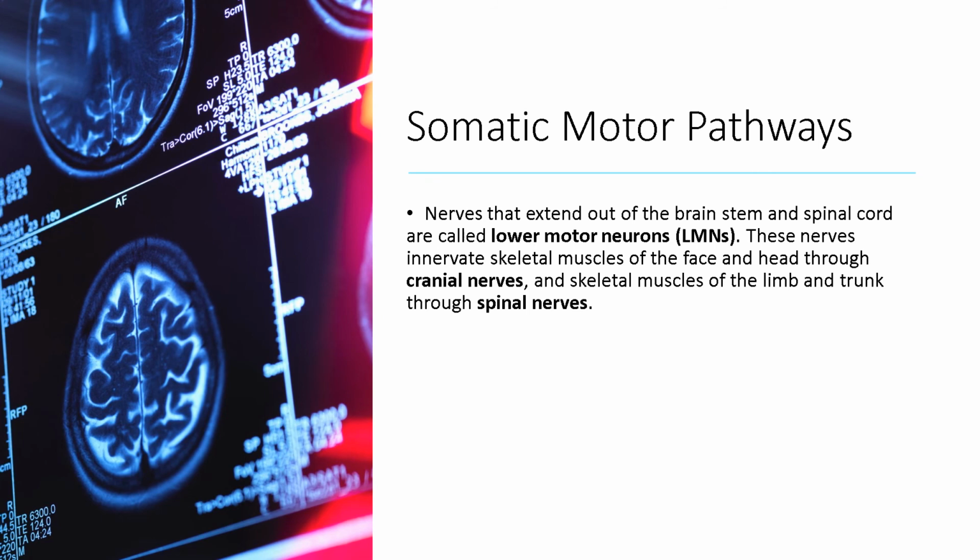Now, neural circuits in the brain and spinal cord orchestrate all your voluntary and involuntary movements. Ultimately, all excitatory and inhibitory signals that control movement converge on the motor neurons that extend out of the brainstem and spinal cord to innervate the skeletal muscles of the body. So these neurons are also known as lower motor neurons, or LMNs. They have their cell bodies in the brainstem and the spinal cord. Now, from the brainstem, the axons of the LMNs will extend through cranial nerves to innervate skeletal muscles of the face and head. And from the spinal cord, the axons of the LMNs will extend through spinal nerves to innervate skeletal muscles of the limbs and the trunk.